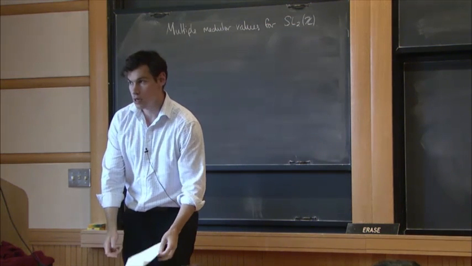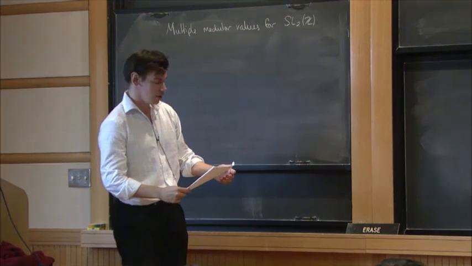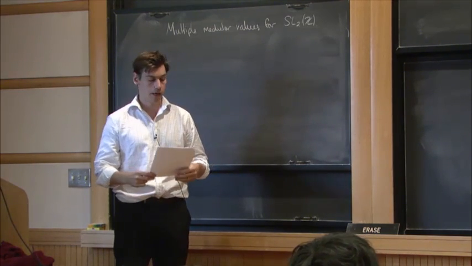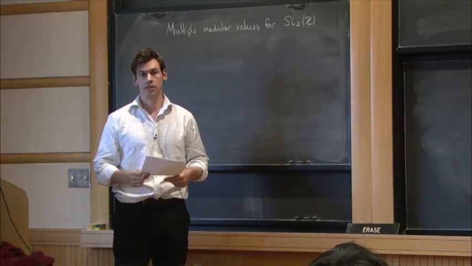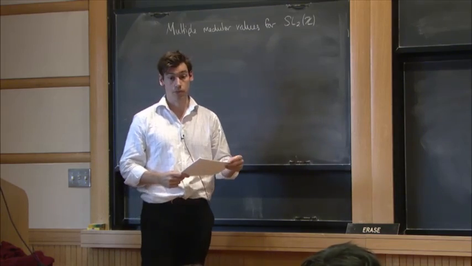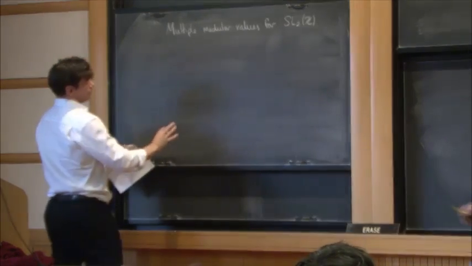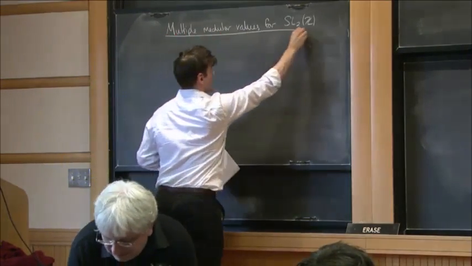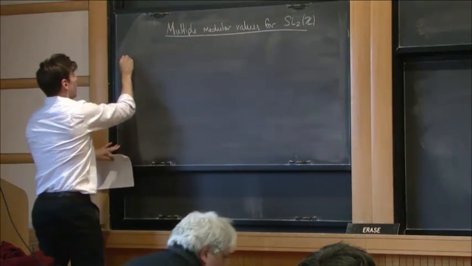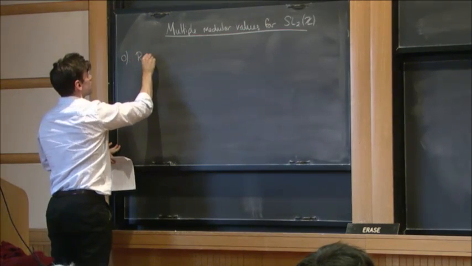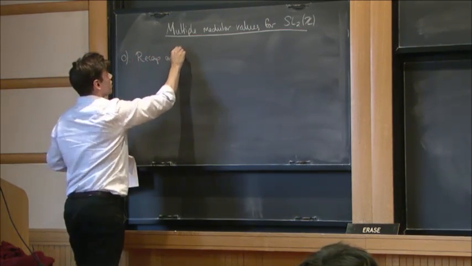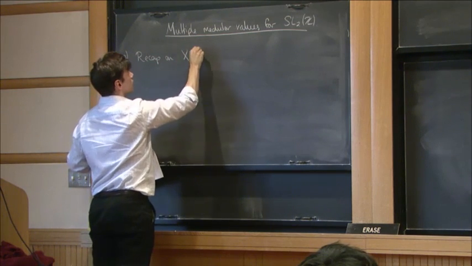So I'm going to begin with quite a long, very long introduction, and I'm going to begin by recapping the motivic fundamental group of P1 minus 3 points. I'm going to go fairly fast because I don't want to spend the whole talk on this. So this is a recap on X equals P1 minus 3 points.